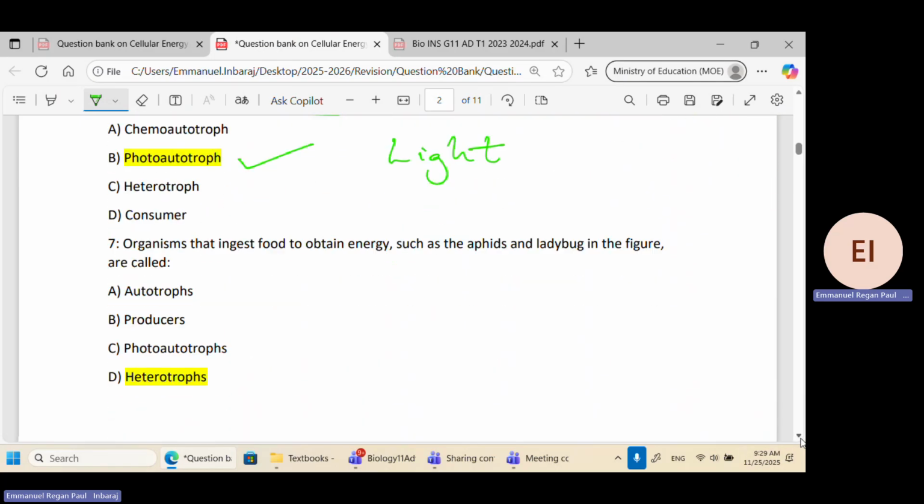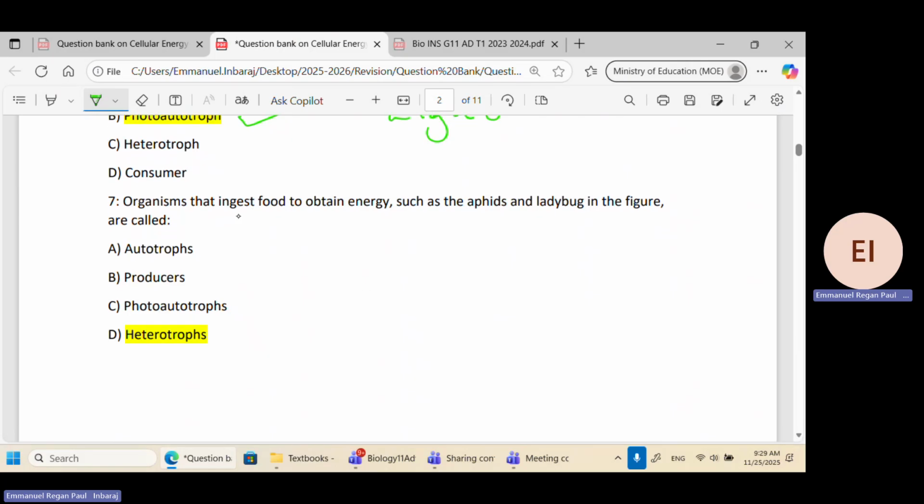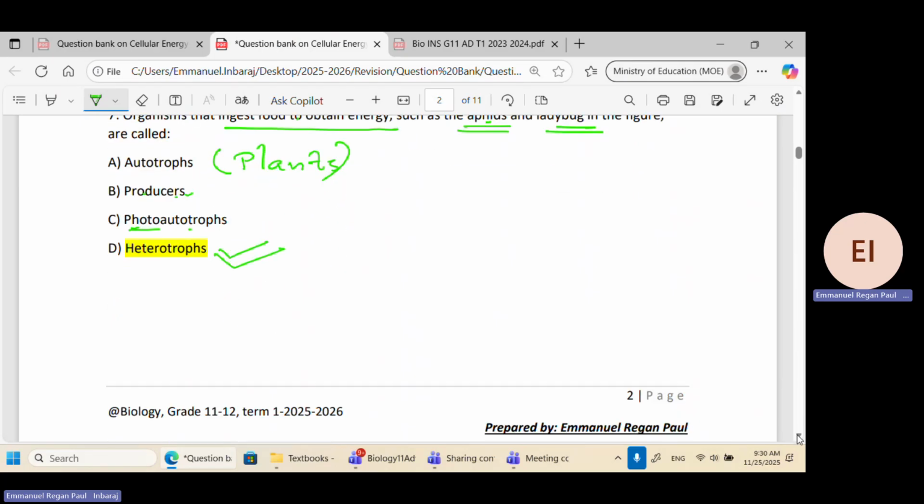Next, organisms that ingest food from another organism, such as aphids and ladybugs, to obtain energy. What are they called? They are called heterotrophs, because plants come under autotrophs. Plants are also called producers because they make food. They use light, so they are also called photoautotrophs. So the only answer will be heterotrophs. Heterotrophs depend on other organisms for food.